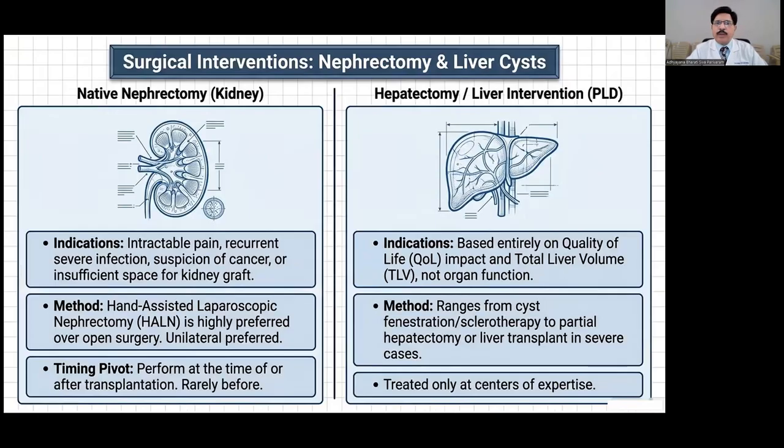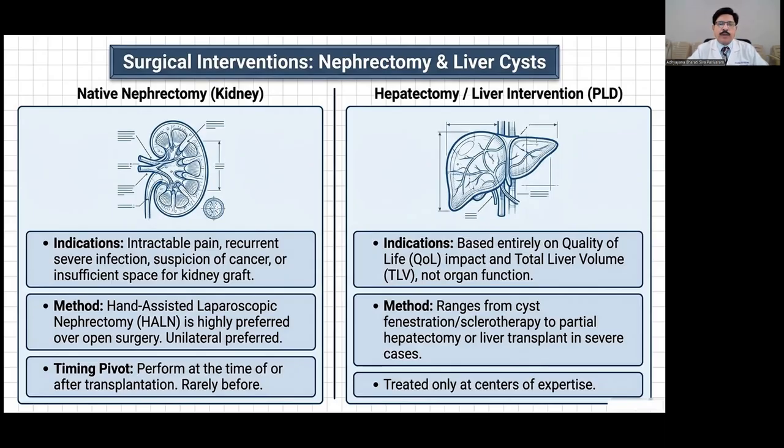Naive nephrectomy, hepatectomy, liver intervention. These are the various surgical interventions. Naive nephrectomy means just remove the kidney, polycystic kidney. That is not advised. You should not remove the kidney just like that unless there is a functional indication. Indications for nephrectomy: intractable pain, recurrent infection, suspicion of malignancy, insufficient space for the kidney graft. When do I do it? Not before the graft. If you give the renal transplant, then after the graft, remove the polycystic kidney.